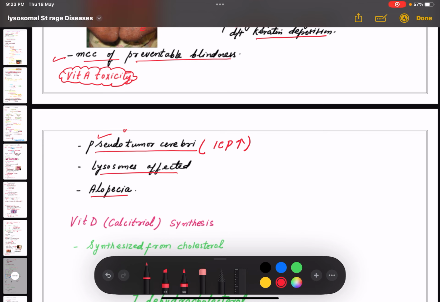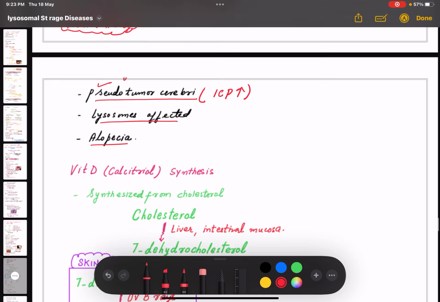Also remember, pseudotumor cerebri is also associated with estrogen, and this can be an exam question. Just try to remember these few points which can be asked in the exam.